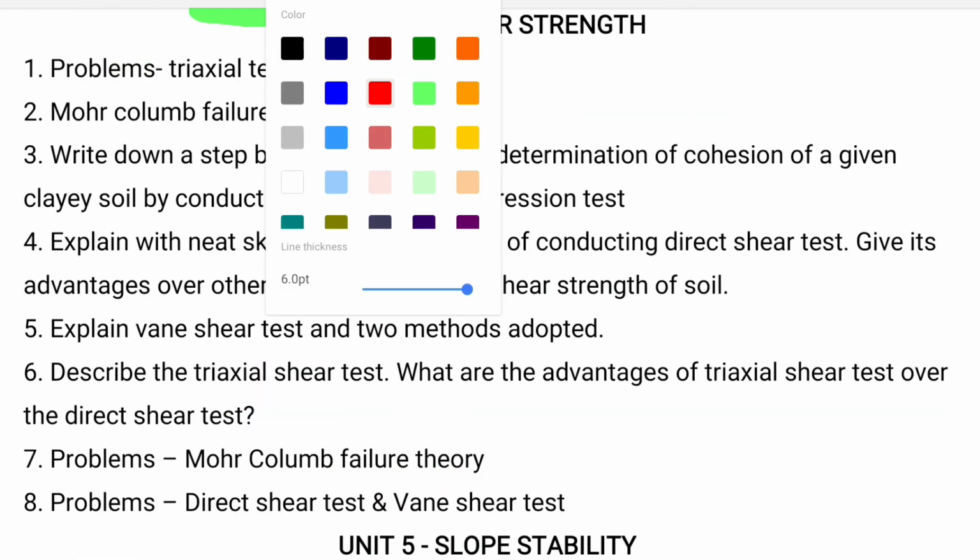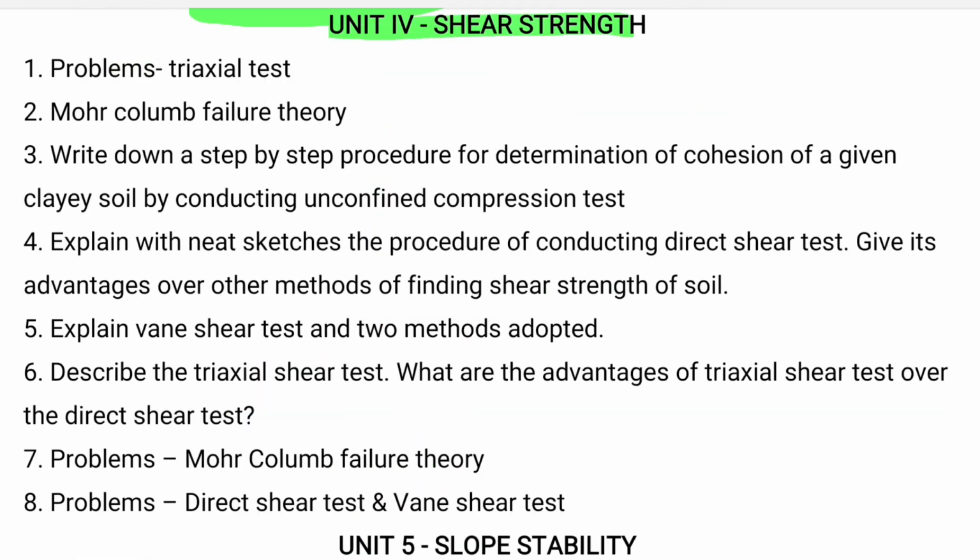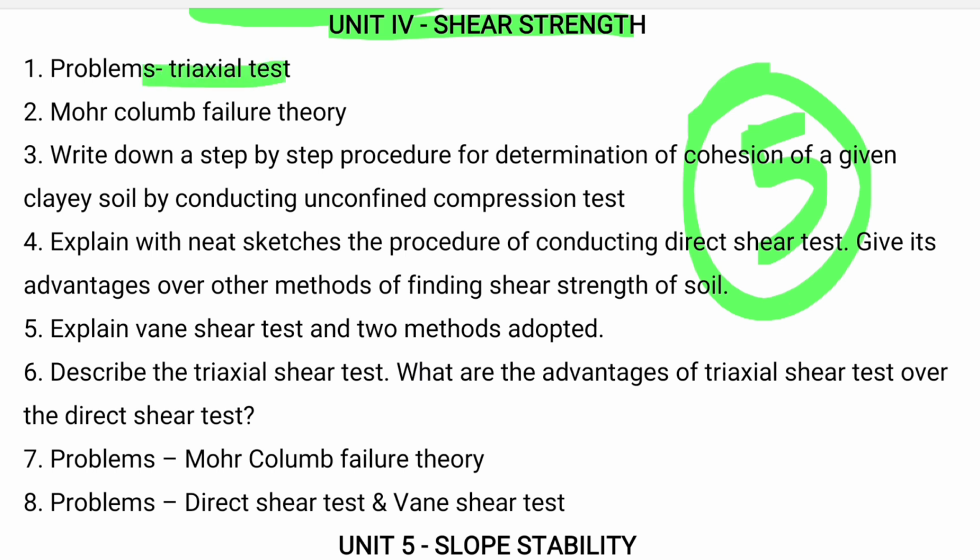Okay, so the next unit is unit 4. In this unit 4 there are 5 questions, and in those 5 questions, definitely 1 question will come. Most probably the theory will come. In some cases derivation and problems will also come in this unit. So the first question is triaxial test problems, then the Mohr-Coulomb failure theory is the second question. There is also a derivation for the Mohr-Coulomb failure theory.